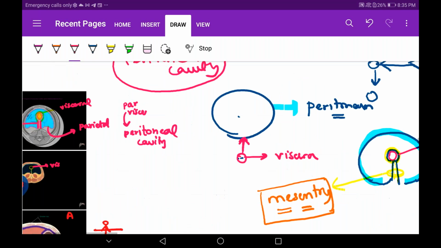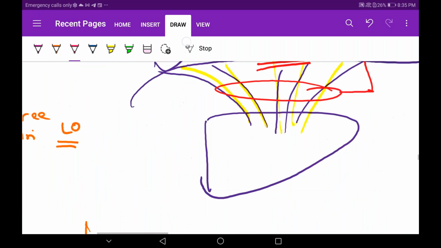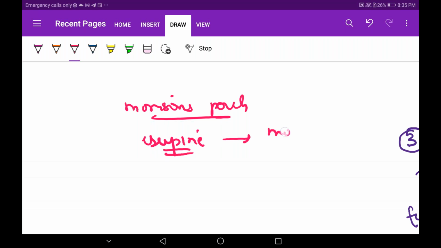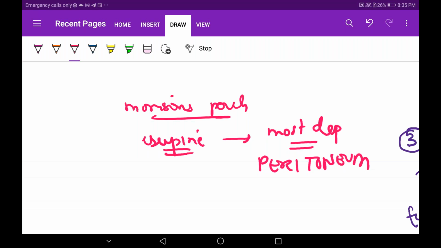And lastly, Morrison's pouch. You have to write that when you're in the supine position, this is the most dependent part for the peritoneum. There we have written for the upright position, right? But Morrison's pouch is for the supine position. Okay, did you get this?